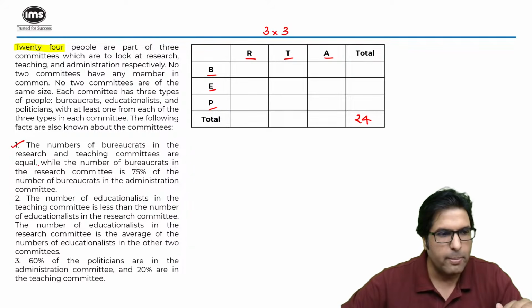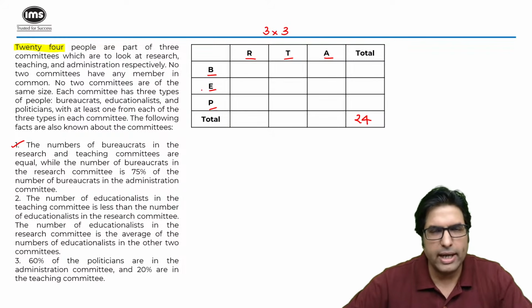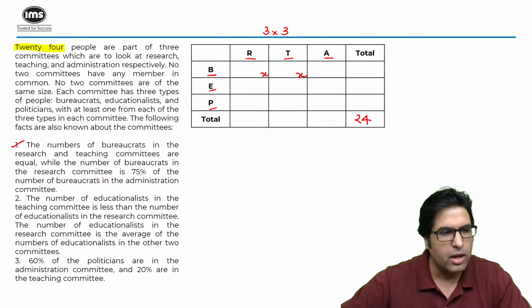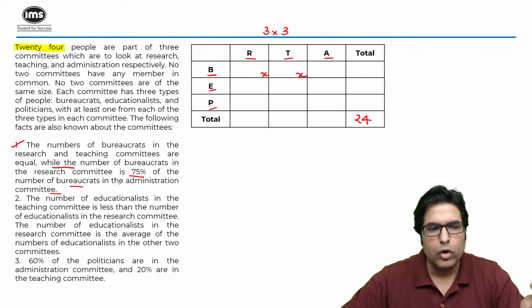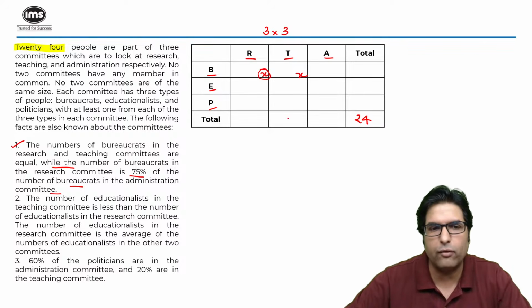Let's look at the first clue now. The number of bureaucrats in the research and teaching committees are equal. So typically in an exam scenario, what will you do when you read this? Bureaucrats, so we are talking of this row, in research and teaching committees are equal, which means if you allocate an X here, there will be an X here as well. Research and teaching bureaucrats are equal. While the number of bureaucrats in the research committee is 75% of the number of bureaucrats in the administration committee. The number of bureaucrats in research, if you look at this number X, this is 75%. What is 75% in fraction? 3 by 4. So this is 3 by 4th of what is there in the administration.